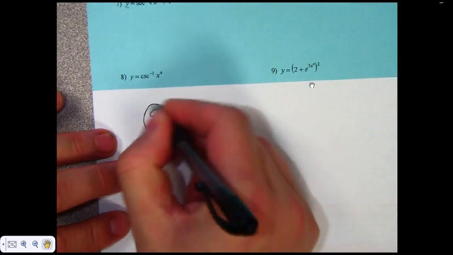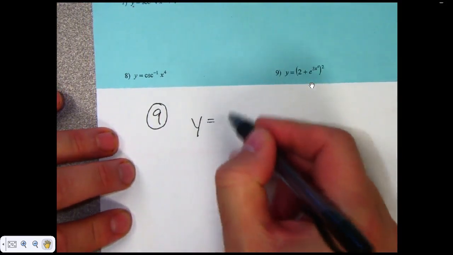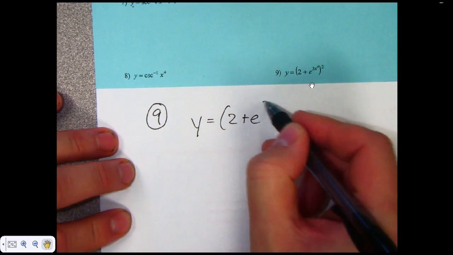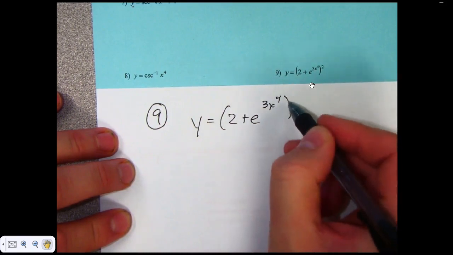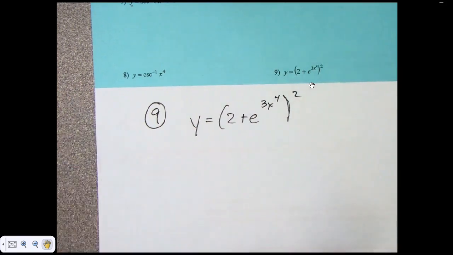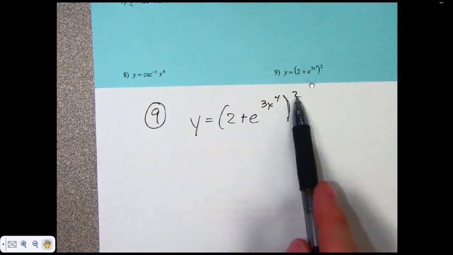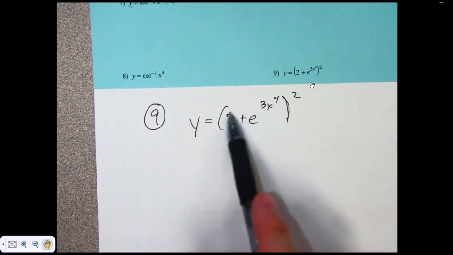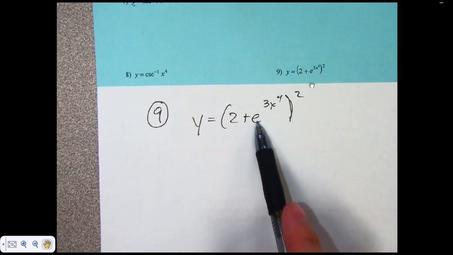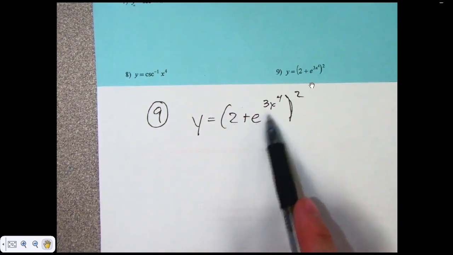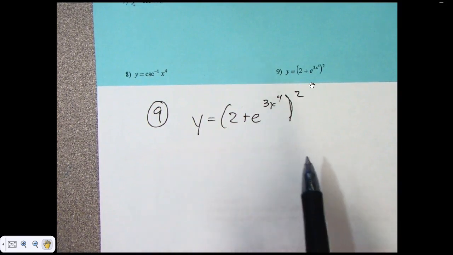Alright, number 9. Let me rewrite it so it's a little easier to see. I've got a big, a middle, and a little. So the big guy is the squared. The little guy is the stuff on the inside, which is basically just the e, because the 2 will go away. The derivative of 2 is 0 is what I mean. And then the tiny guy is the 3x to the 4th.